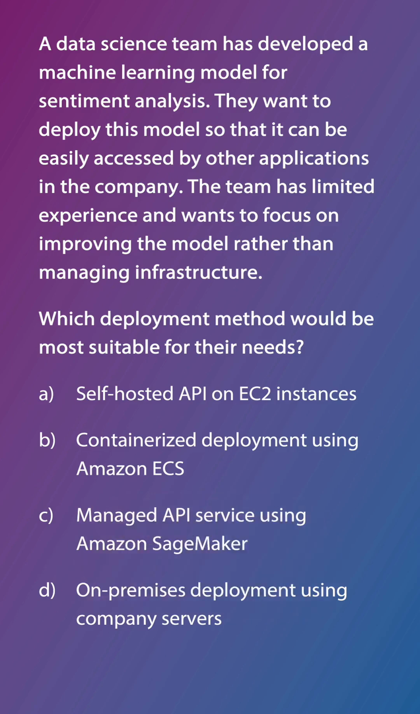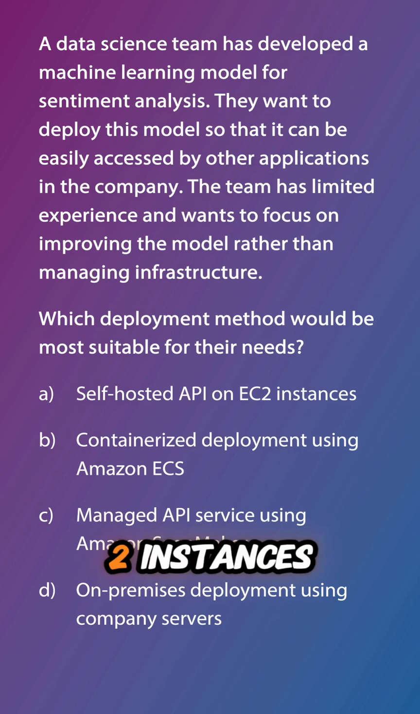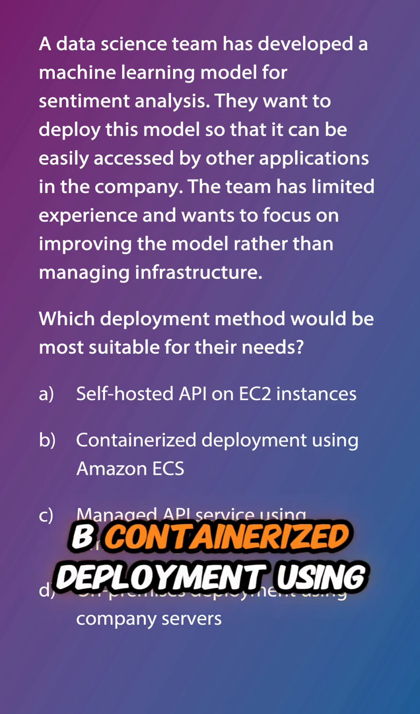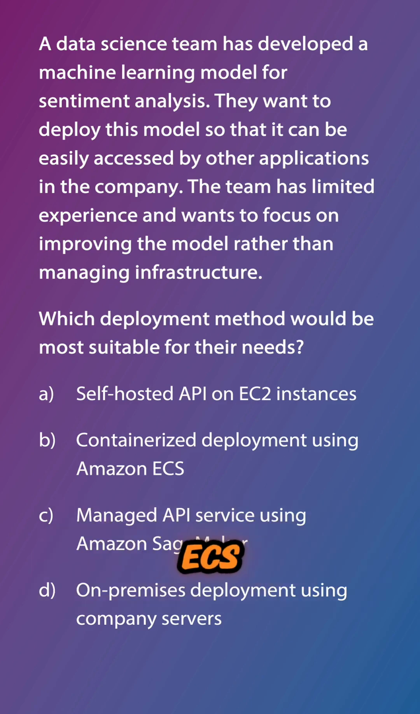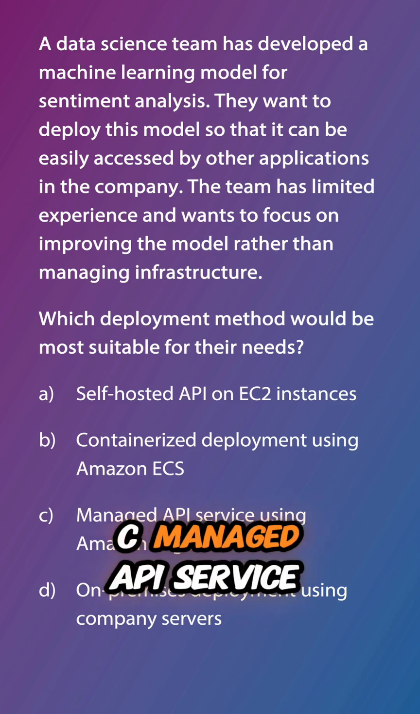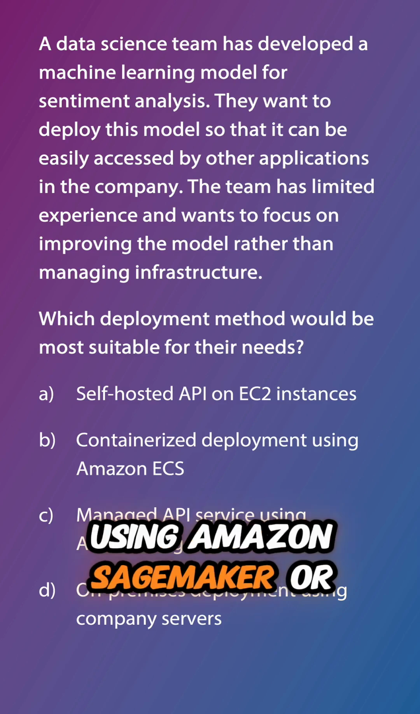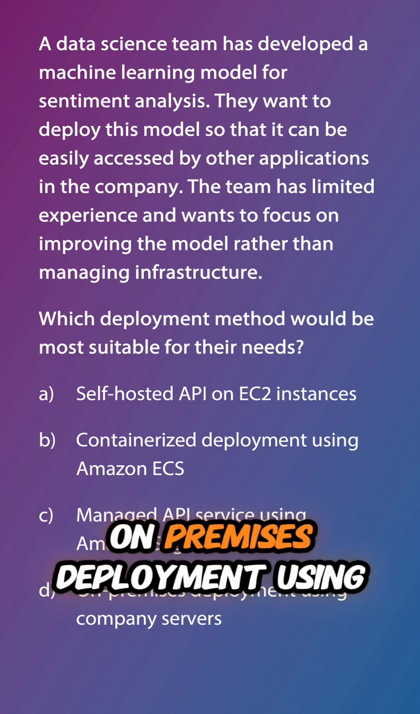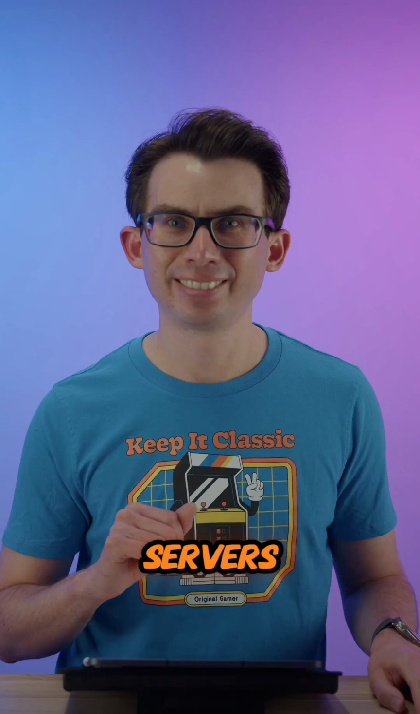Is it A, self-hosted API on EC2 instances? B, containerized deployment using Amazon ECS? C, managed API service using Amazon SageMaker? Or D, on-premises deployment using company servers?